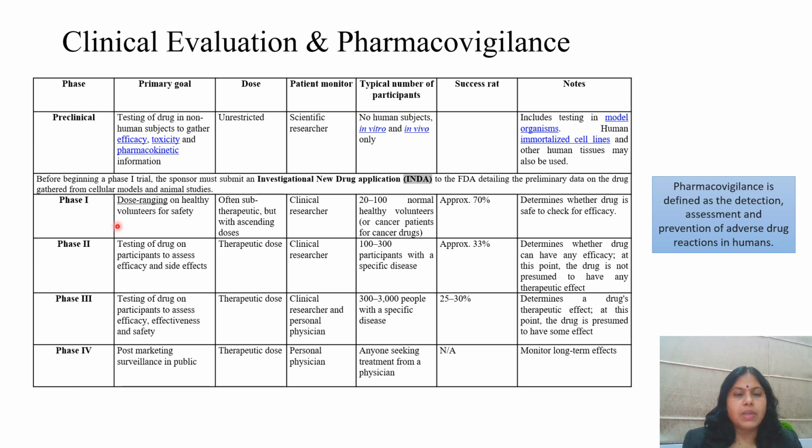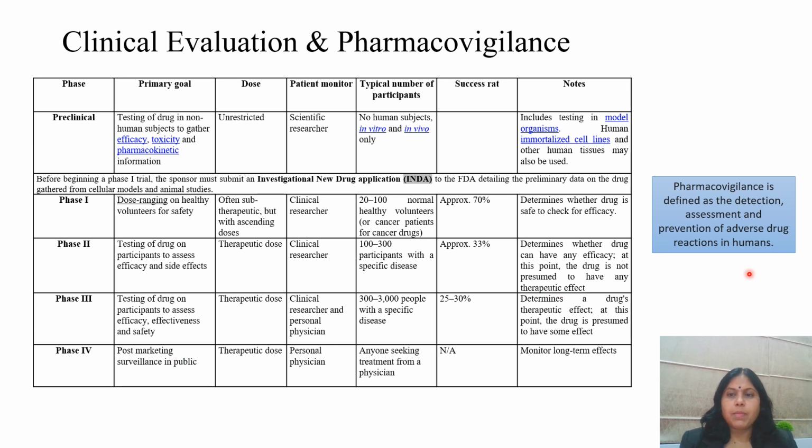Thus in phase 1, healthy volunteers number only 20 to 100, while in phase 2 patients number from 100 to 300, and in phase 3 the numbers increase. The phase 3 actually determines whether the drug will be in the market or not. If phase 3 gives very successful and promising results, then in phase 4, after marketing, the drug's effects are studied for a long period of time to understand the safety and efficacy in more detail.